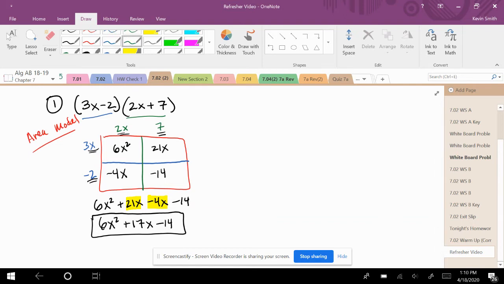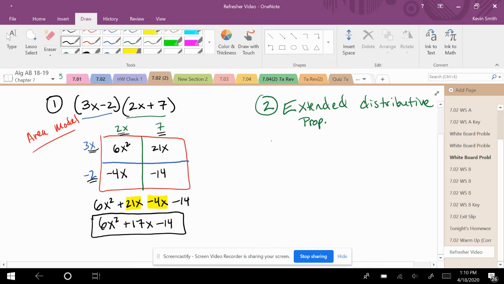The other way we learned would be called the extended distributive property, or it's really just the distributive property. So that would be if we had 3x minus 2 times 2x plus 7. Now, let's go back to our area model and think about what we're actually doing.